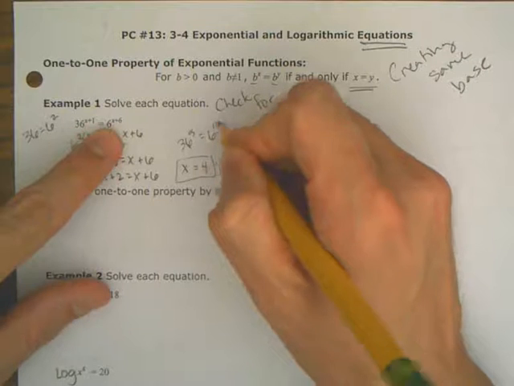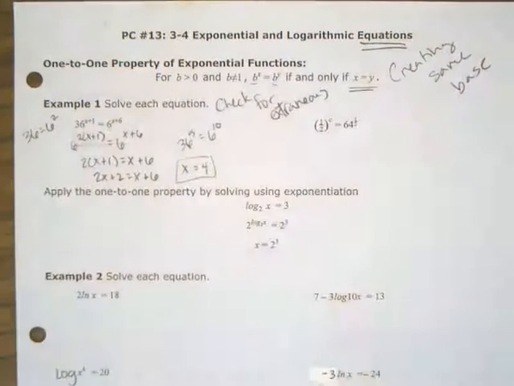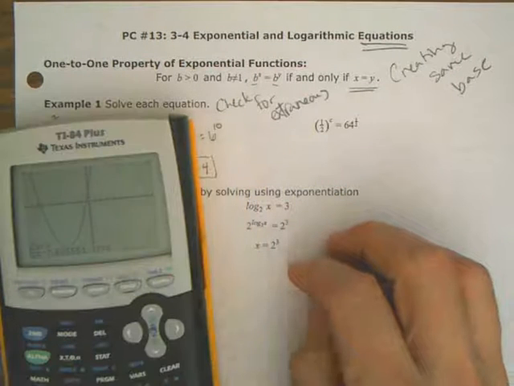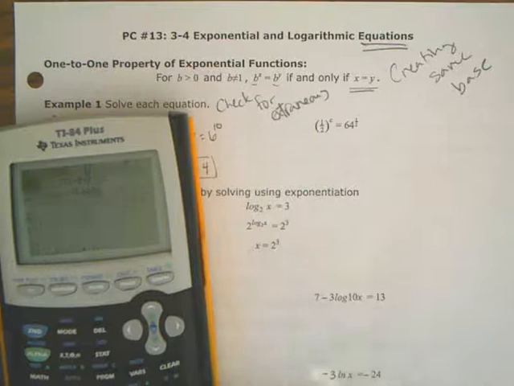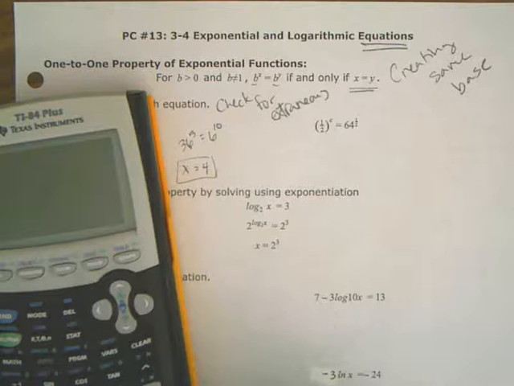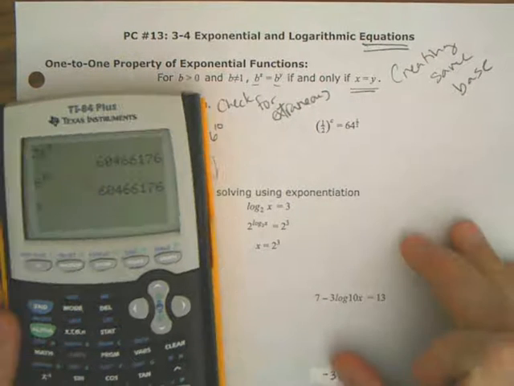Check to make sure that's true using your calculators. 36 to the 5th power is that big number. 6 to the 10th power is that same big number. Check, check. Works to go.